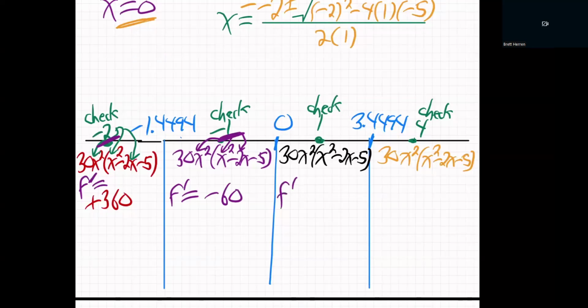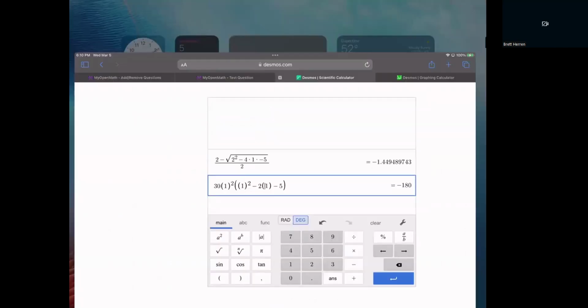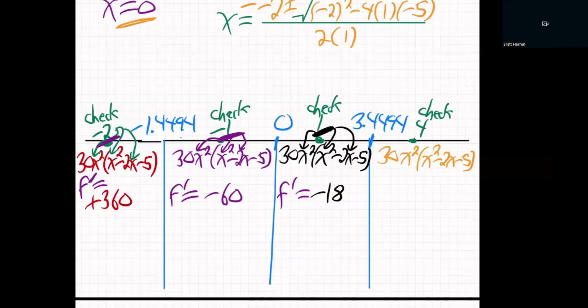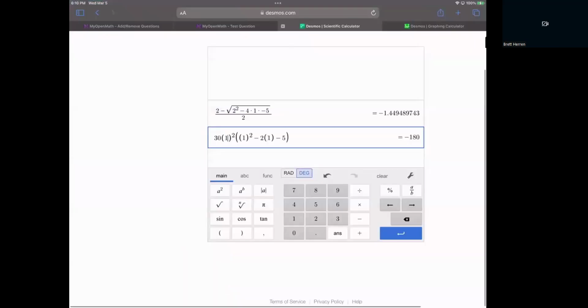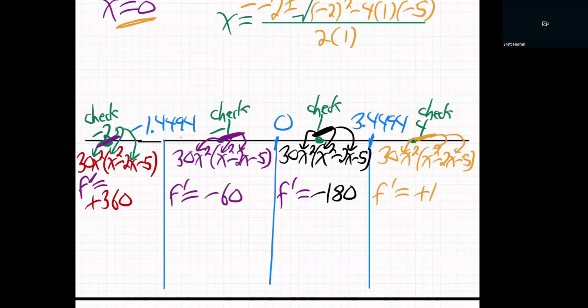All right, next one. F prime, this time I'm plugging in positive 1. Plug it in, I'm checking. So get rid of that negative. Positive 1, positive 1, positive 1. What do I get? Negative 180. And then the last one, now I'm plugging in 4. Plug it in. F prime when you plug in 4, we're going to get 1440. Positive 1440.